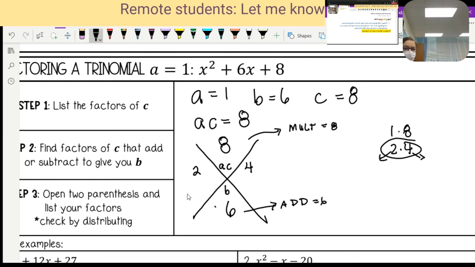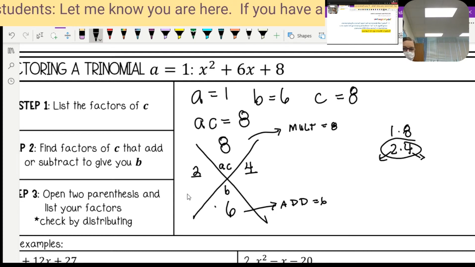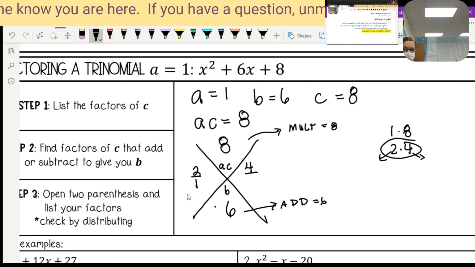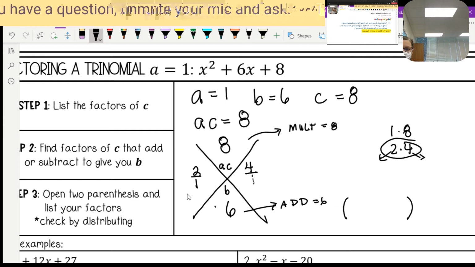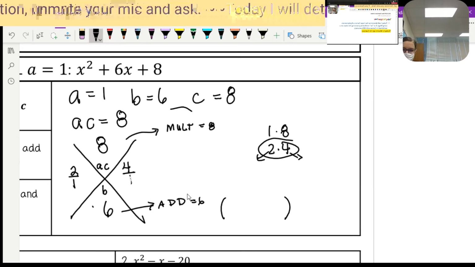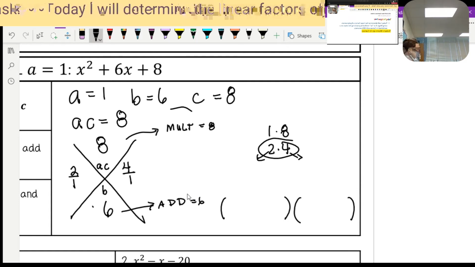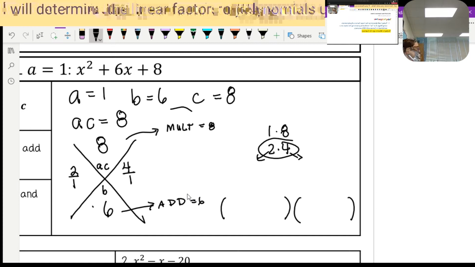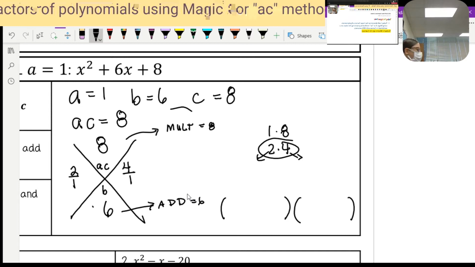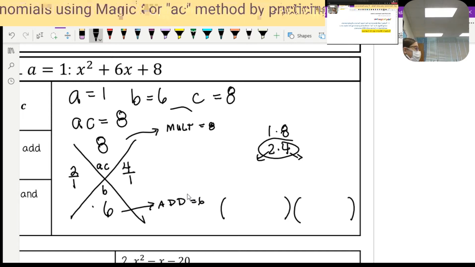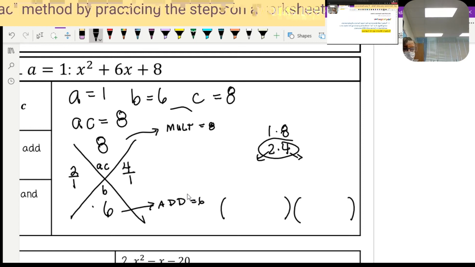Okay. Next, I need to put my denominator. The denominator is going to be A. So I'm going to put a 1 there and a 1 there. Okay. Now, my job is to write this out. 2 sets of parentheses. I'm checking to see if these fractions can be simplified. We're going to keep them in fraction form because that makes it easier to do what we need to do here. So 2 over 1, that's as low as we can go. There's no simplifying. Same with 4 over 1.